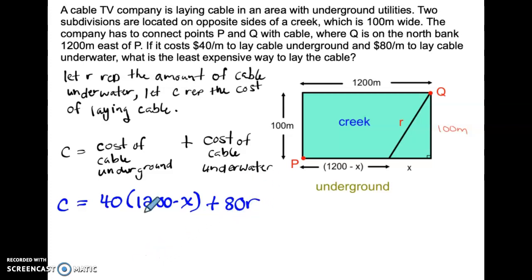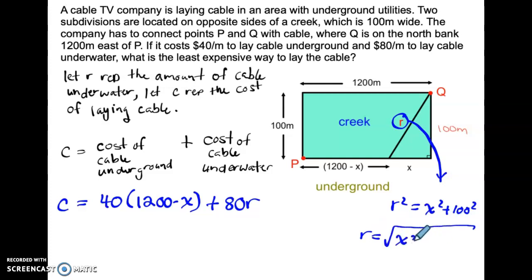Now, just like before, we have an equation with 3 variables. We want to get it in terms of 2 variables. We can rewrite r in terms of x. Because this is a right angle triangle, we know that this side is 100 meters since it's the width of the river, or the creek, and then we've defined this to be x. So we can rewrite r as r squared equals x squared plus 100 squared, using the Pythagorean theorem. And then if we isolate for r, we would get the square root of x squared plus 10,000.